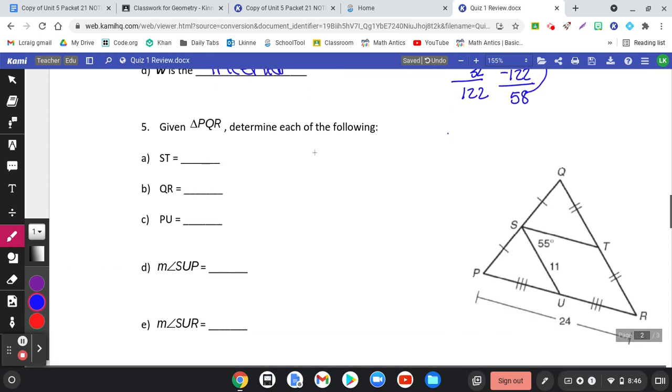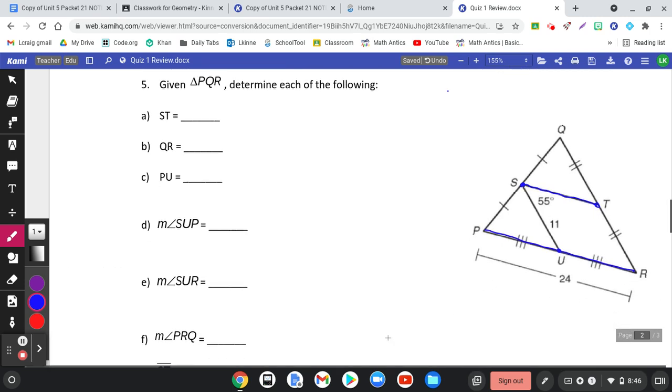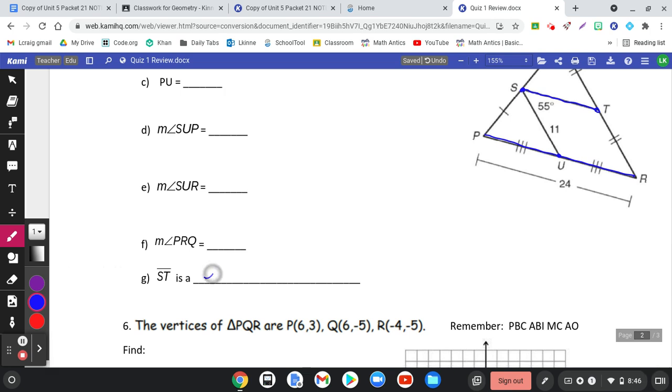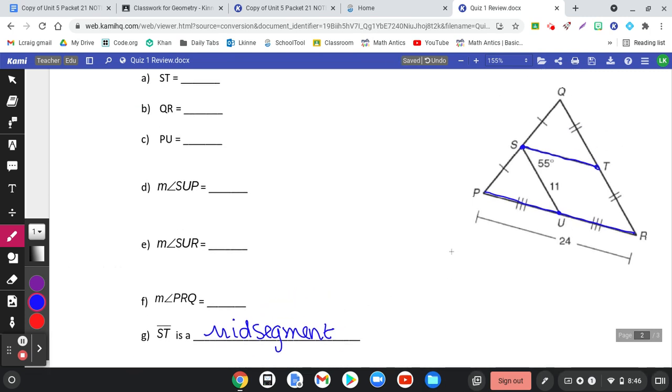All right, next one, if you notice, these are congruent, these are congruent, these are congruent. So that means that these are connecting the midpoints, and anything that connects midpoints is called a mid-segment because it's a segment that's midway through your triangle. So ST is a mid-segment. That's not part of our peanut butter cookies sentence, so you'll have to keep that straight.